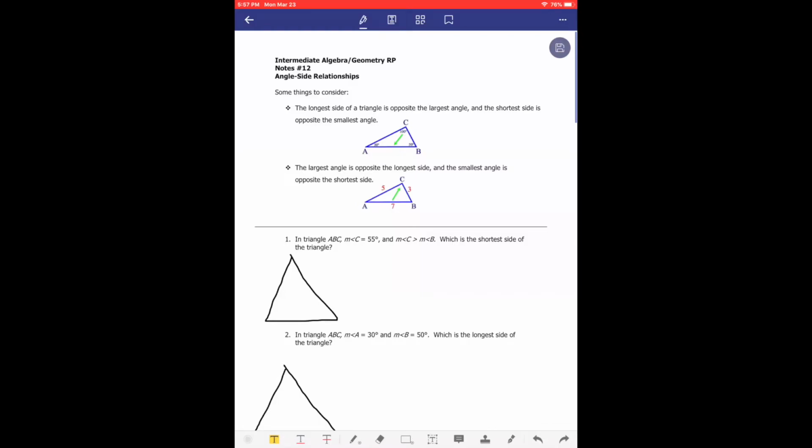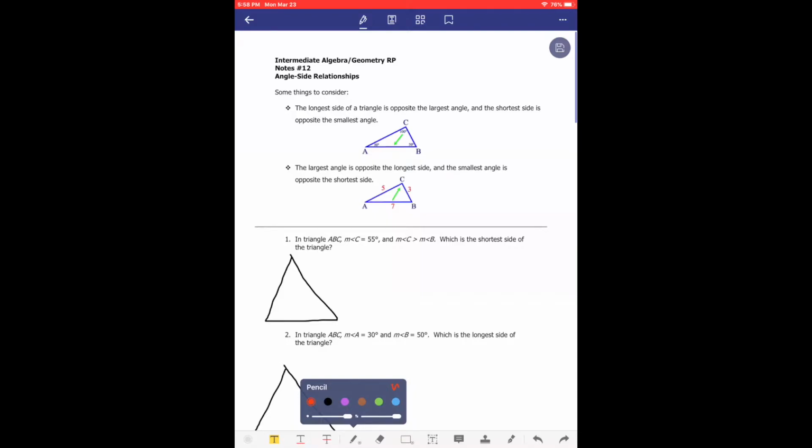Today we will be completing notes number 12. We will learn about angle-side relationships. Some things to consider. The longest side of a triangle is opposite the largest angle, and the shortest side is opposite the smallest angle. So here we're given triangle ABC, and they give you the angles.